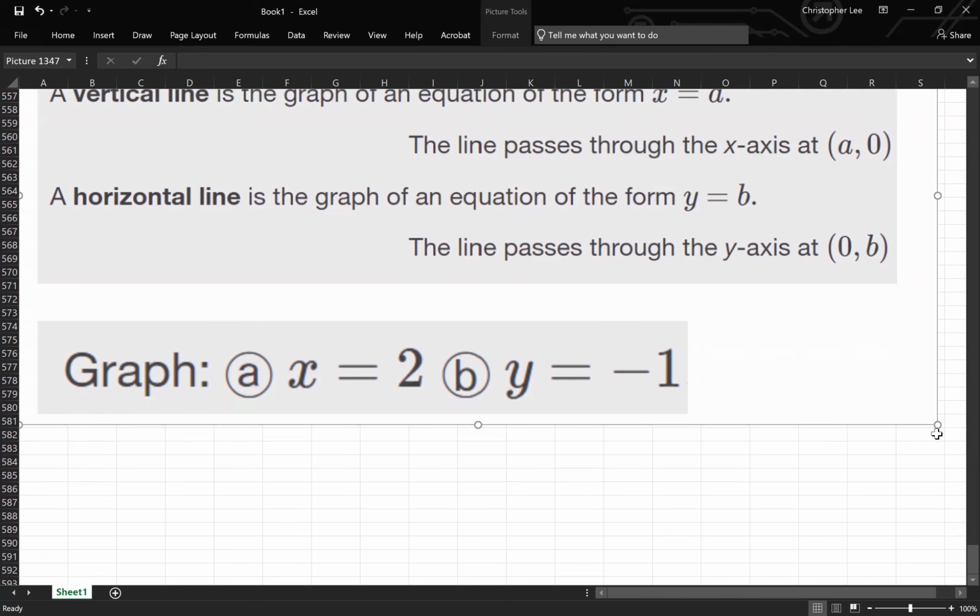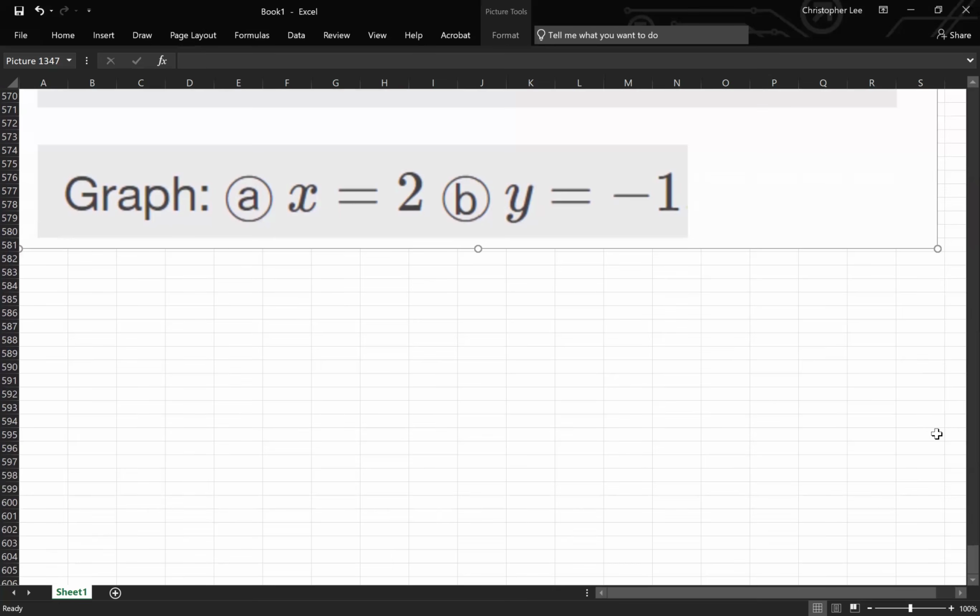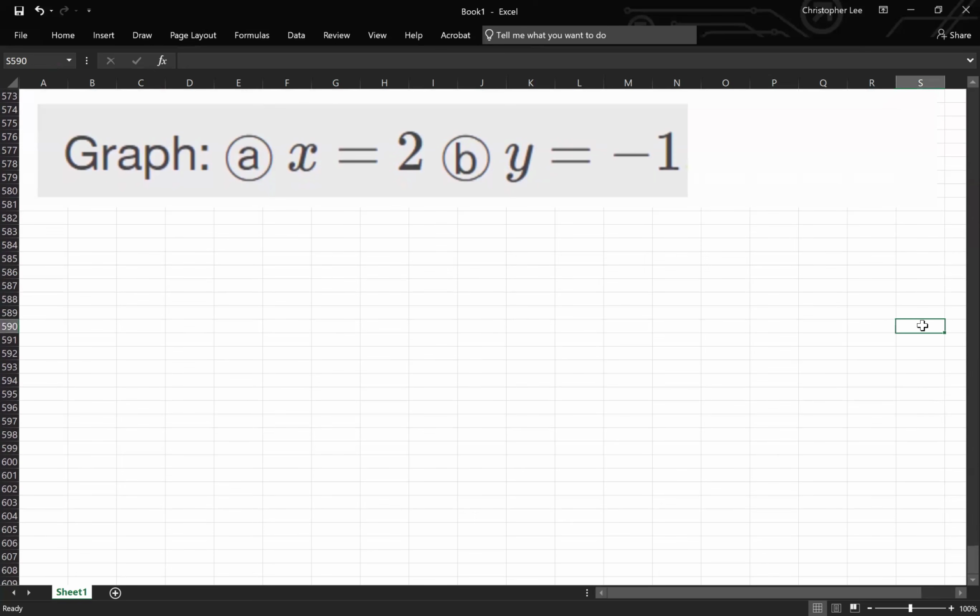Let's try this out. I'll let y'all try it, then I'm going to show you my way of doing it. You have x equals 2, y equals -1. Graph it for me. I'm going to show y'all a nice little shortcut after that.